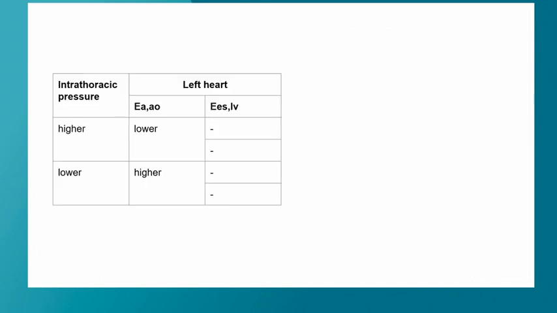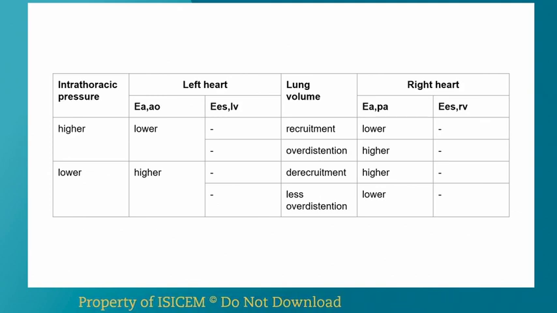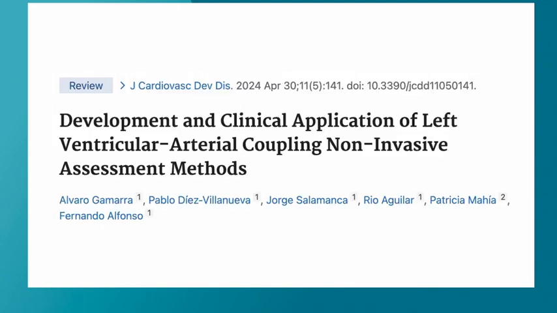And the beauty of this is that we can also influence this by setting our ventilator. If the intrathoracic pressure is higher, the elastance on the aortic side will be lower for the left heart. But for the right heart, it will depend on what it does to your lung volume. In case of recruitment, it will be lower, but in case of overdistension, the arterial elastance will be higher. And the same goes in analogy for de-recruitment and less overdistension.